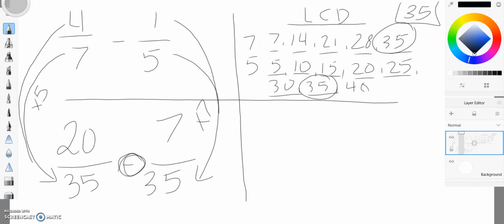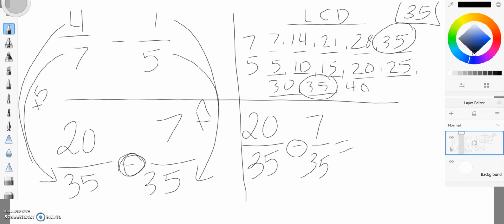Now all we have to do is subtract. Rewrite the fractions we just made. And we're still subtracting, remember that. And do the math. Whenever we are adding or subtracting fractions with the same denominator, that denominator does not change. So my denominator for my answer will be 35. Now all I have to do is 20 minus 7. So how about we do that on the side?